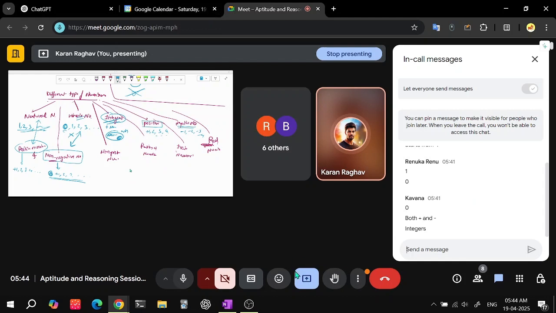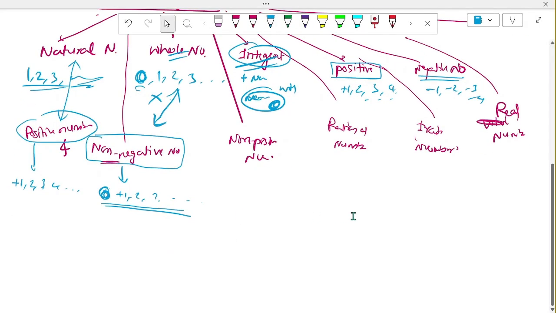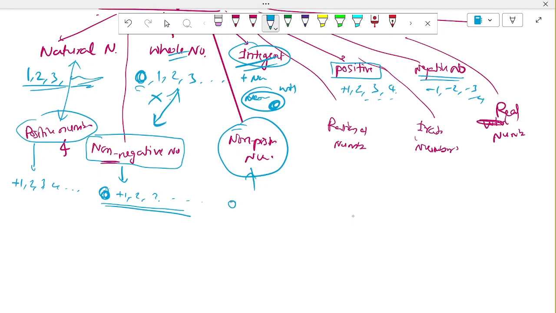Okay, good. Now we'll go to the non-negative numbers. They start from 0, 1, 2, 3. Yes, correct. Now you will go to the next one, non-positive numbers. Non-positive numbers are numbers from 0, -1, -2, -3. They are non-positive numbers. Similar concept.